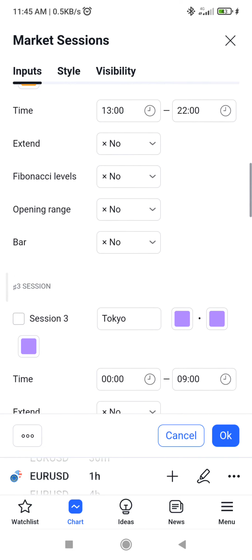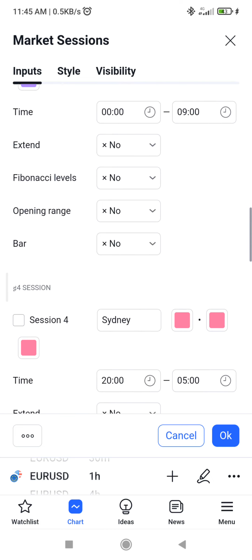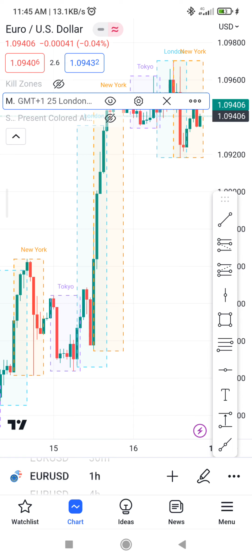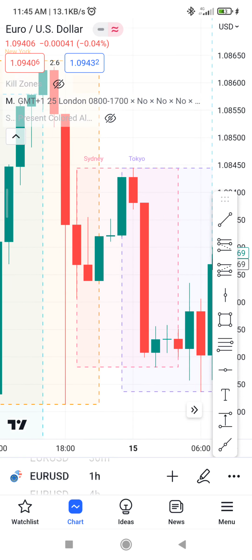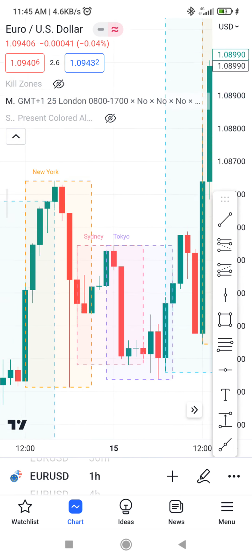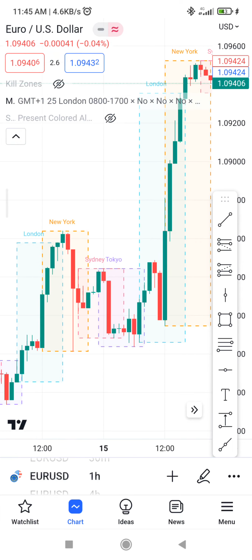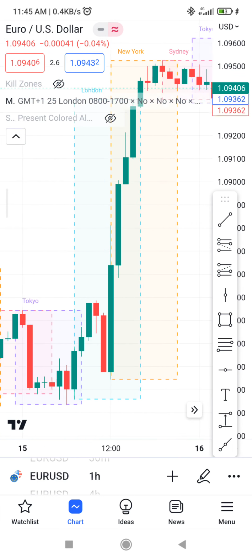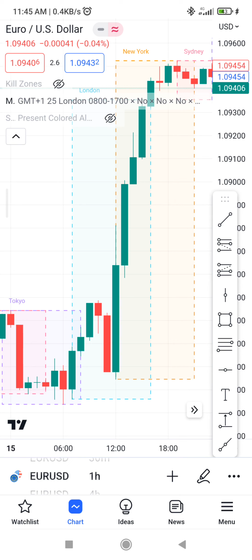In the other session, you will notice that there's not much volatility with Euro USD. Let's take this session for example, Sydney and Tokyo. You can see the volatility was low. But look at London, look at New York. You can see the volatility is high.